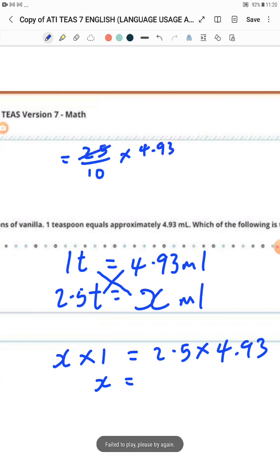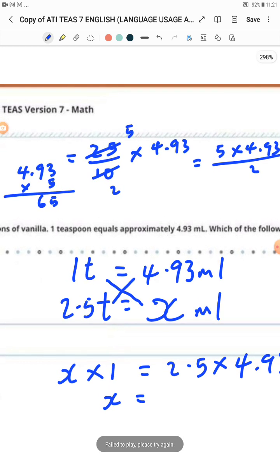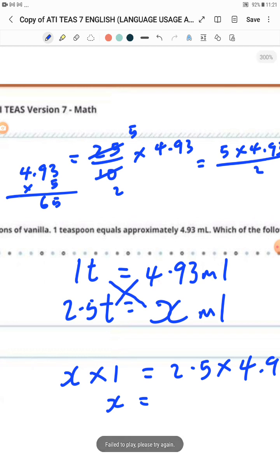So let me use 5 to bring this down. 5 in 25 will give me 5. 5 in 10 will give me 2. So that's like doing 5 times 4.93 divided by 2. So we need to multiply that. Let me write it here. 4.93 times 5. 5 times 3, 15. Remainder 1. 5 times 9, 45, plus 1, 46. Remainder 4. 5 times 4, 20, plus that 4, that's 24. So that will be 24.65.